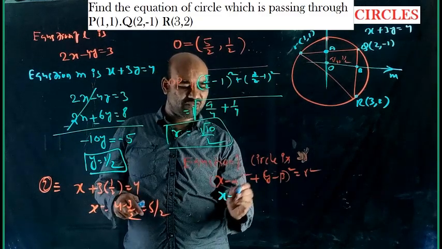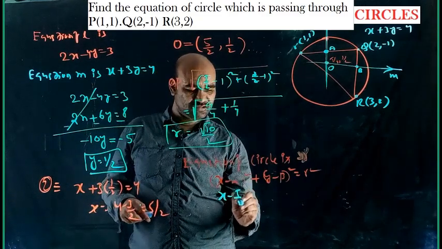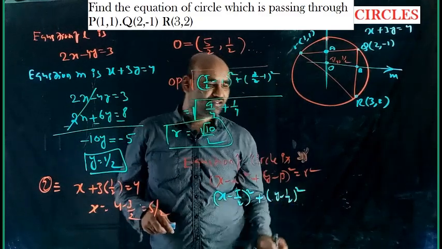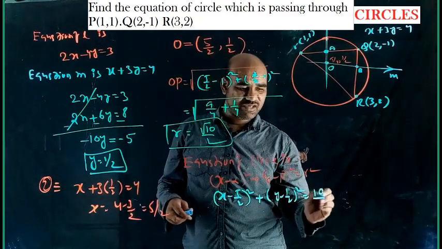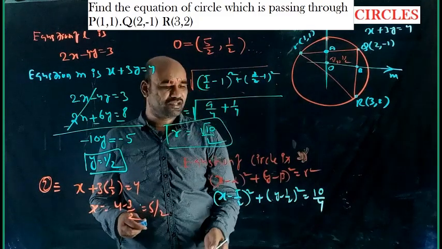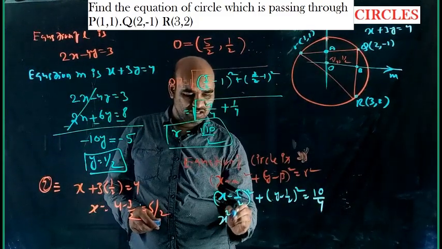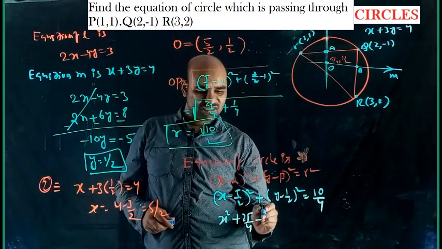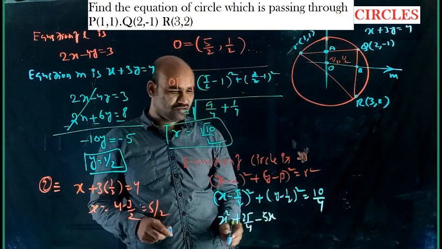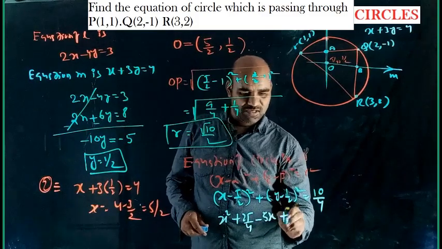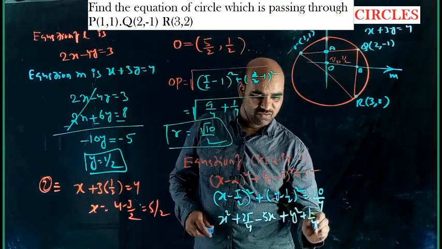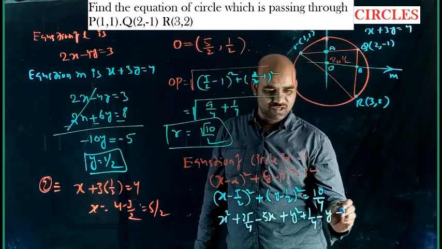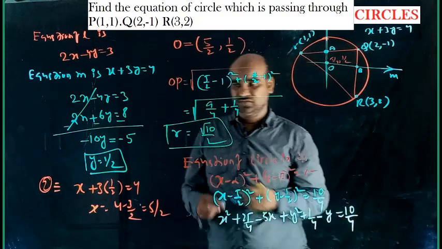x minus alpha, here 5 by 2, whole square plus y minus 1 by 2 whole square is equal to r square, means 10 by 4. Okay, now you need to simplify this. x square plus 25 by 4 minus 5x, plus y square plus 1 by 4 minus y, equal to 10 by 4.